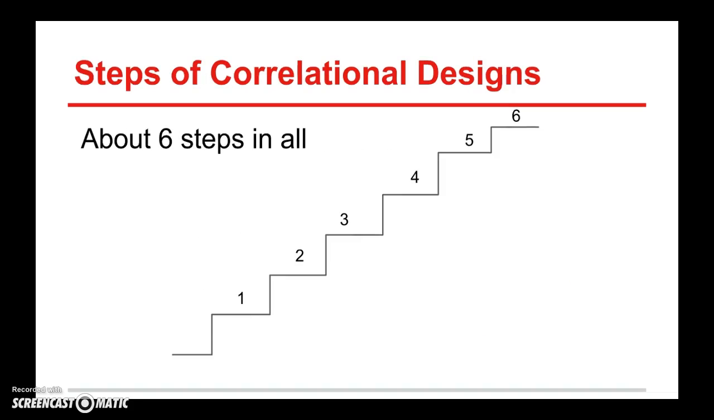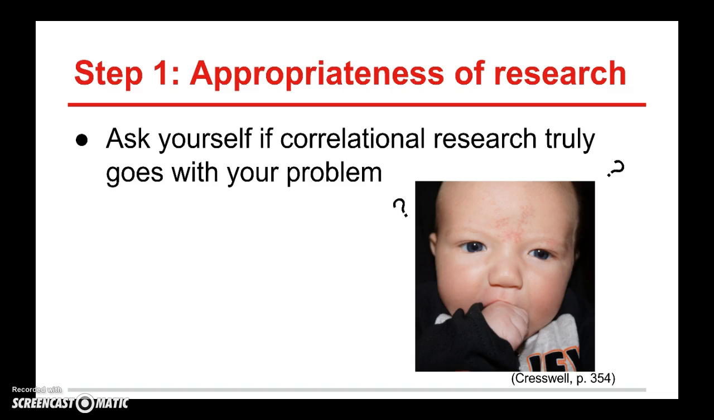There are about 6 steps in all correlational design research, according to Cresswell. The first one, appropriateness of the research. Does the correlational research truly go with your problem? It doesn't answer hypotheses, but it does answer questions.